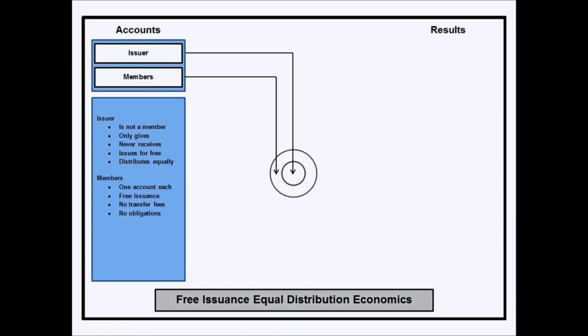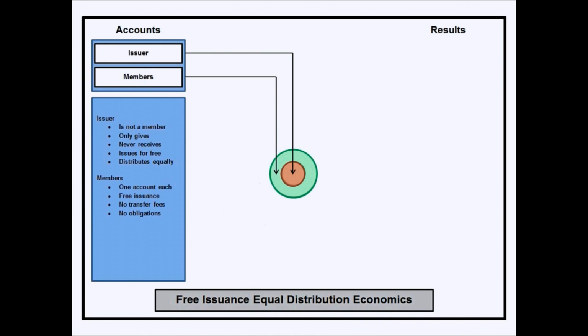The members are given one account each, they receive the issuance for free, they are subject to no transfer fees, and they are subject to no obligations. The members simply open a free account, and then they use the currency that is issued to them to account for their transactions in whatever way they want.